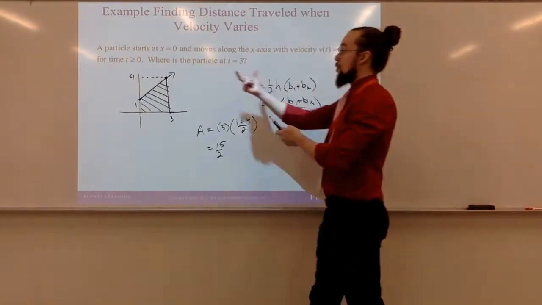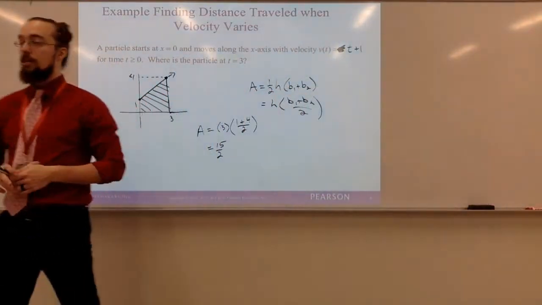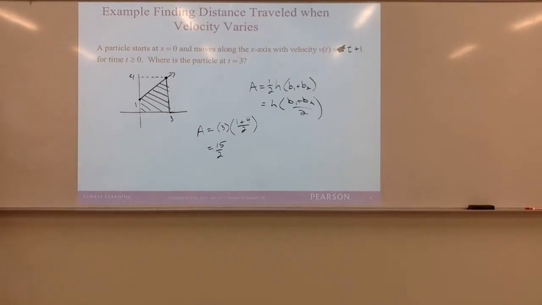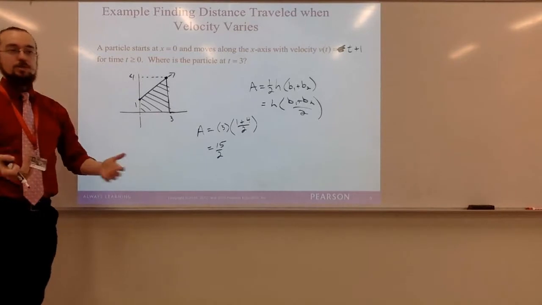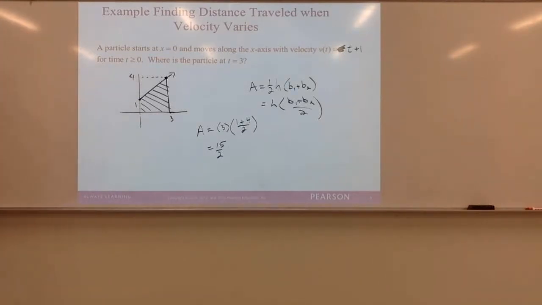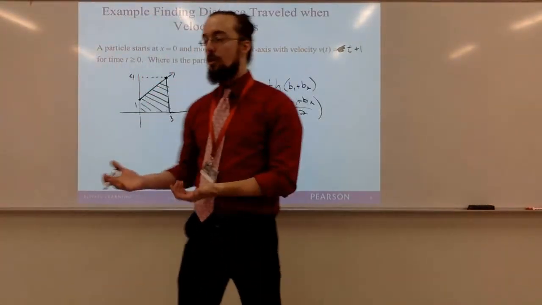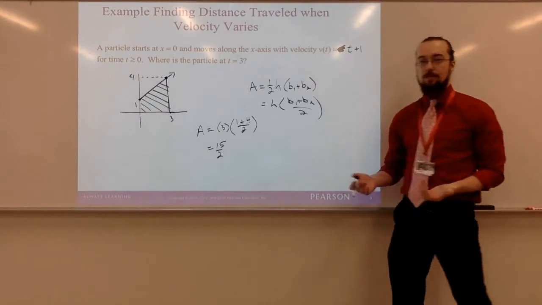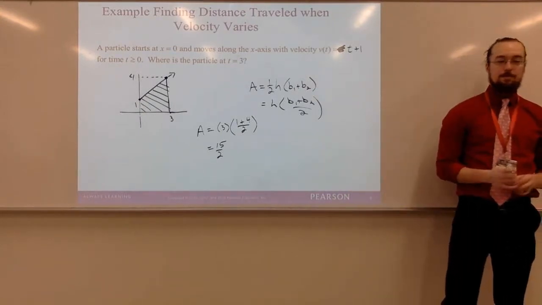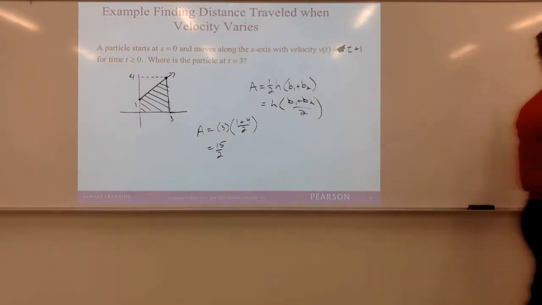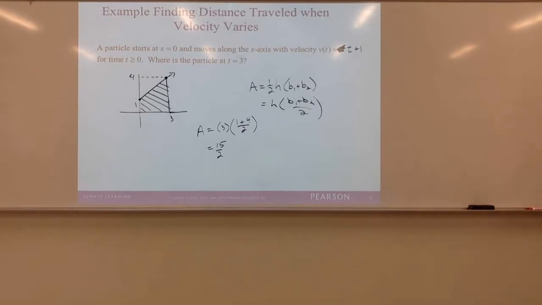So to answer the question, that tells me the change in position. The particle has moved 15 over 2, or 7.5 spaces, over this time period. So at t equals 3, the particle is at a position of 15 halves, or 7.5. We okay so far?